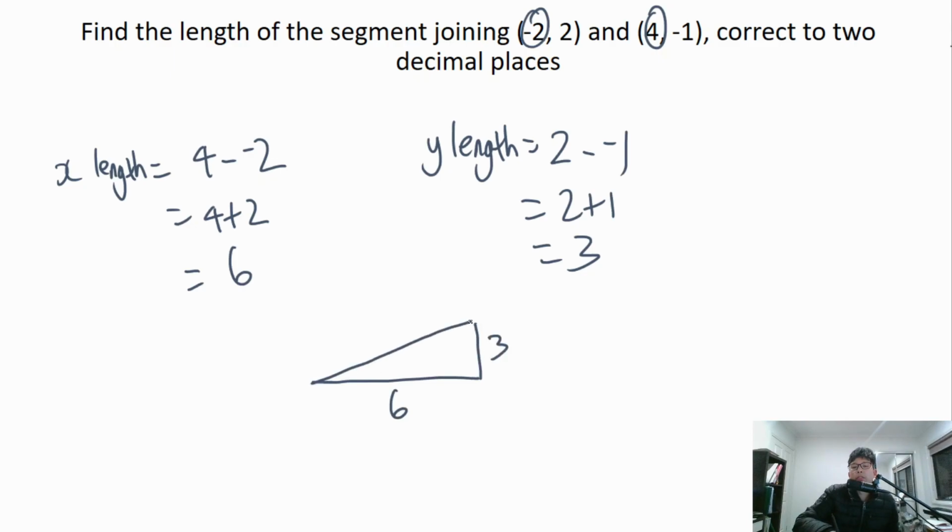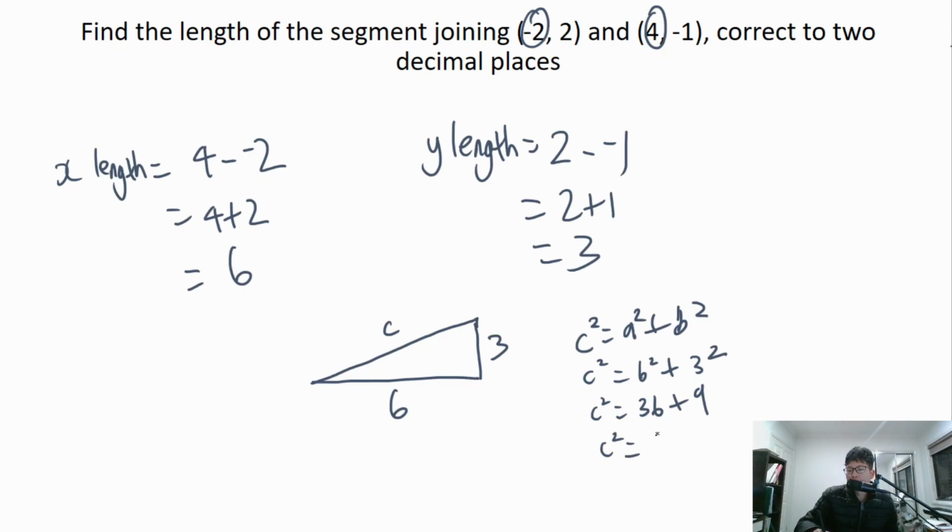And our hypotenuse is there. So we're looking for that side here, I'll call that c. Once again, the Pythagoras theorem: c squared equals a squared plus b squared. So c squared equals 6 squared plus 3 squared. c squared equals 36 plus 9. c squared equals 45, and c would equal square root 45.